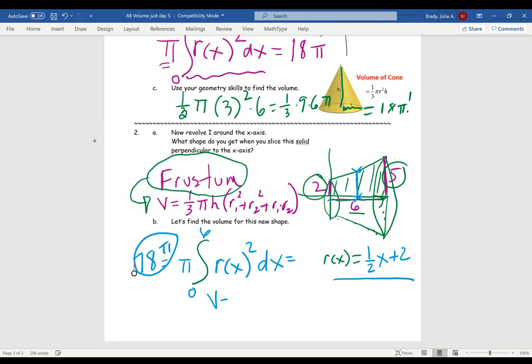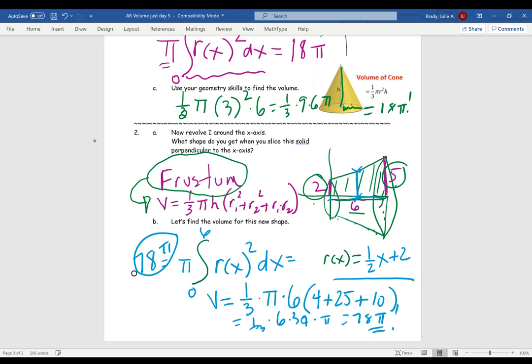Okay, so let's do it another way. So the volume is 1/3 times pi times the height, which goes lengthwise this way. So that's 6. And then square the first radius, square the other radius. So that's 25. Then add their product, 2 times 5 is 10. So I get 1/3 times 6 times 39 times pi. So I get 78 pi. Math is awesome, just like you.